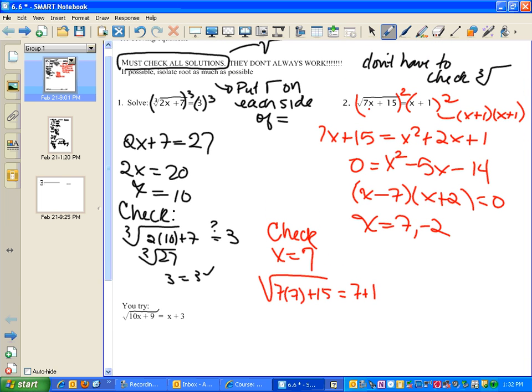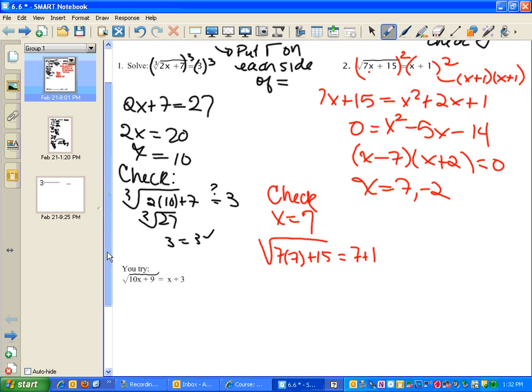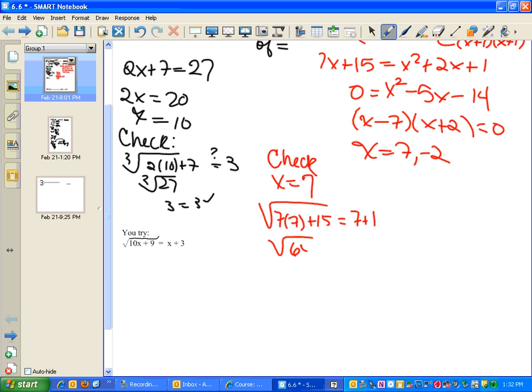Well, it's under the square root in the original problem. So the square root of 64 is 8, and 7 plus 1 is? So I know that this one works. This is a good answer, because the left side equals the right in my check. If it doesn't check, I would have gotten something like 2 is equal to 8 when I checked it.